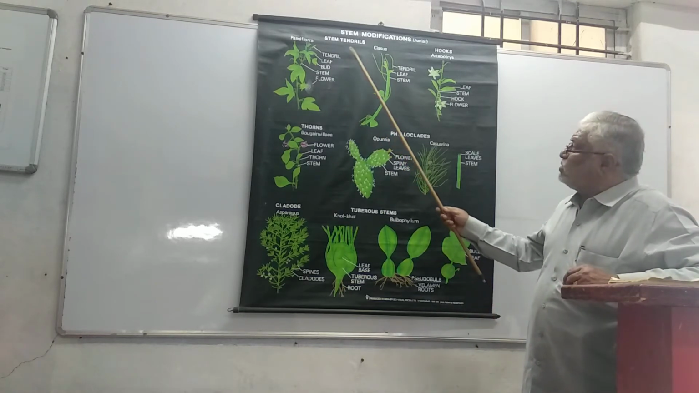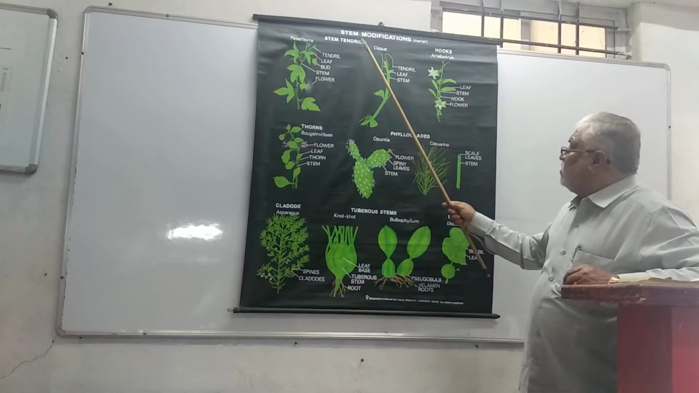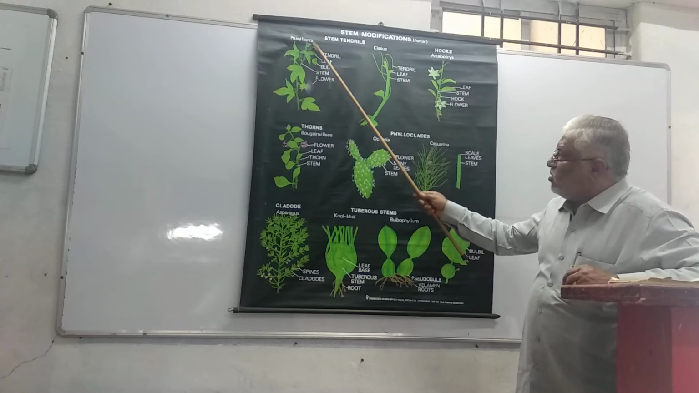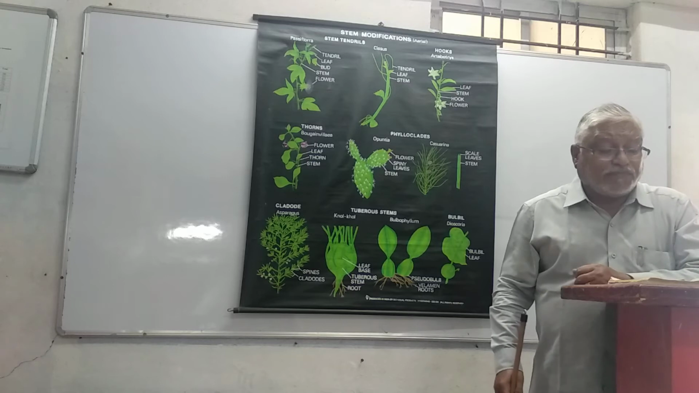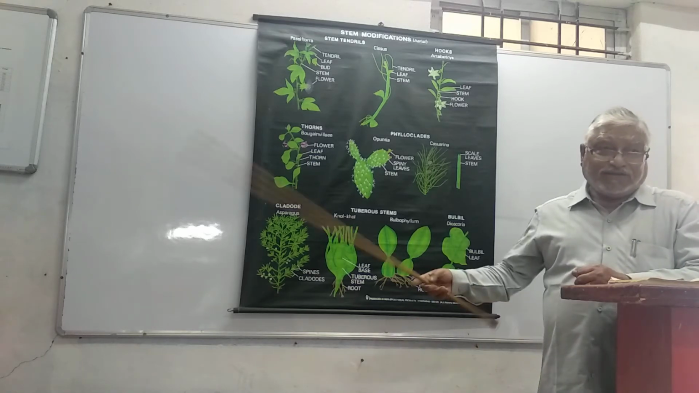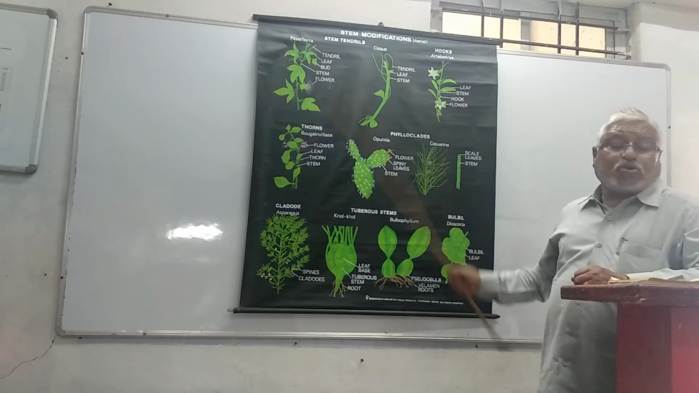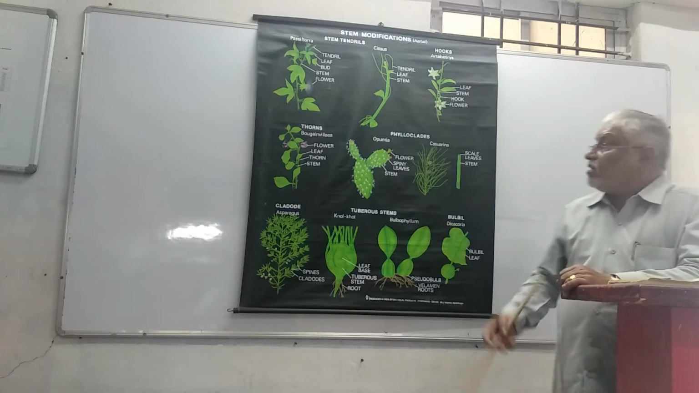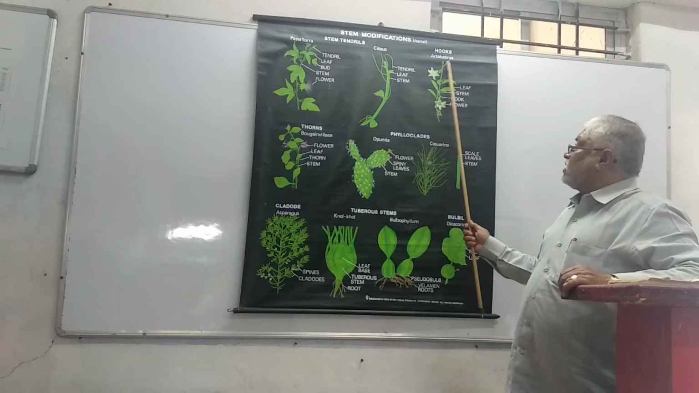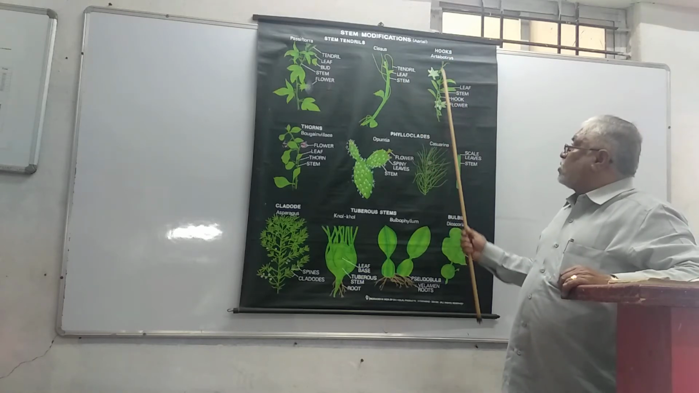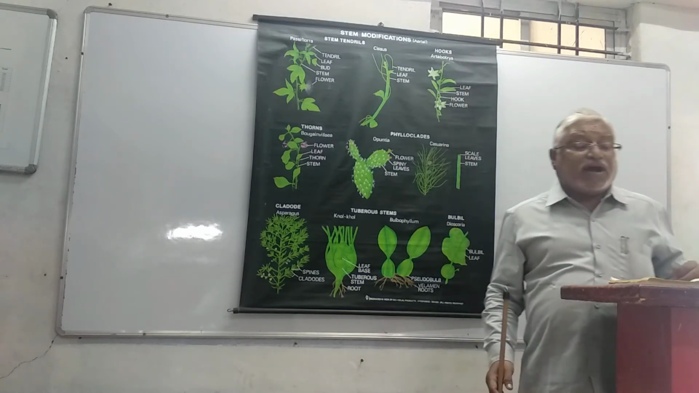So first one is stem tendril. Examples are passion flower, or Passiflora foetida, also known as Krishna Kamal. The second example is Cissus quadrangularis, also known as grape vine. And the third example is Artabotrys, that is a hook climber. Artabotrys is known as green champa.